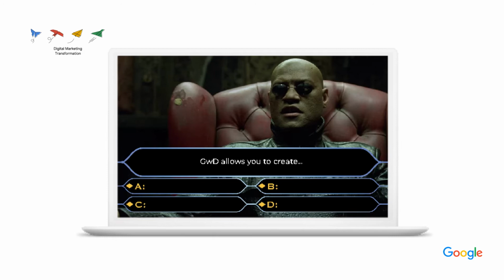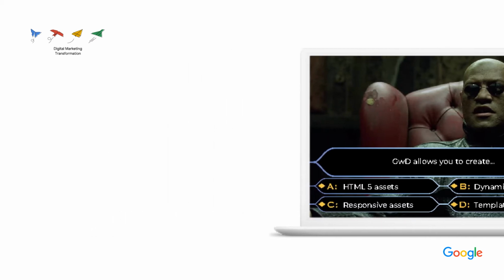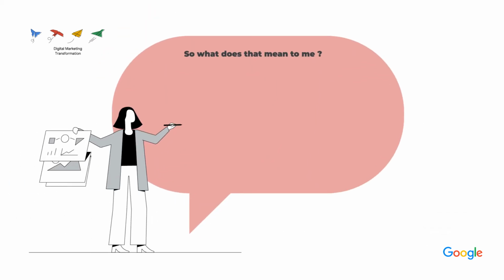So Google Web Designer allows you to create HTML5 assets, dynamic ready assets, responsive assets, and templated assets. When it comes to the data-driven process, these are all four powerful things that you can start to utilize. So what does that mean for me and you?